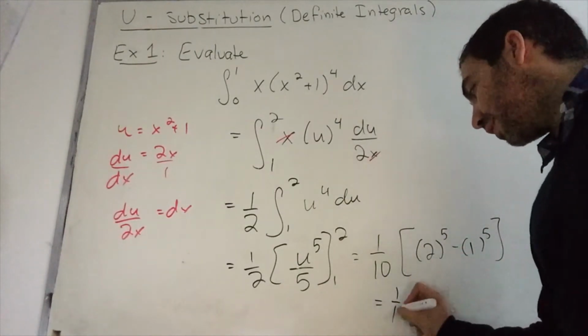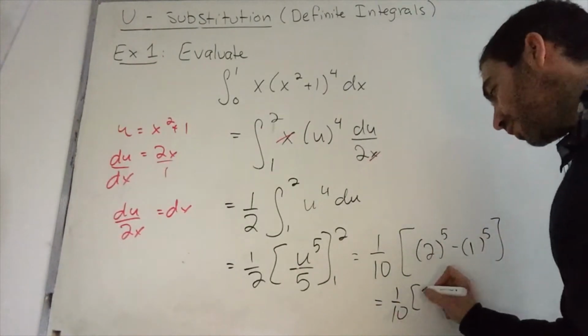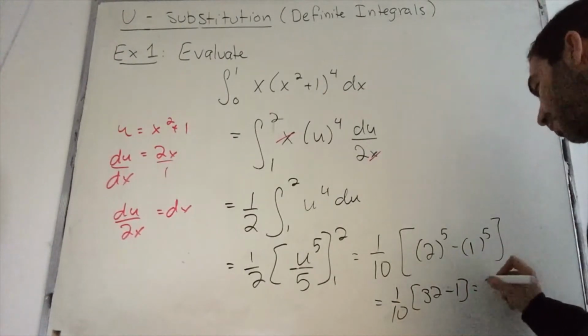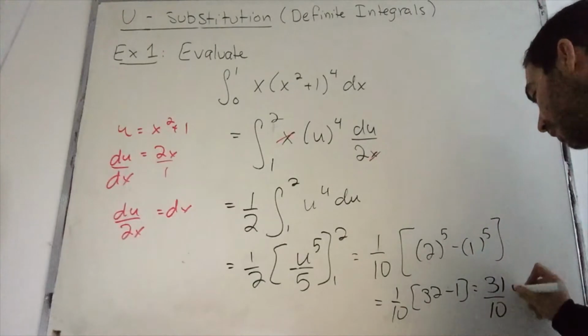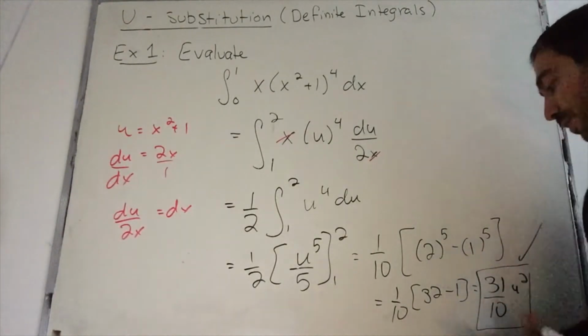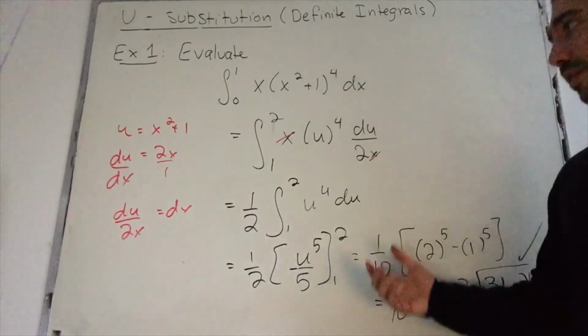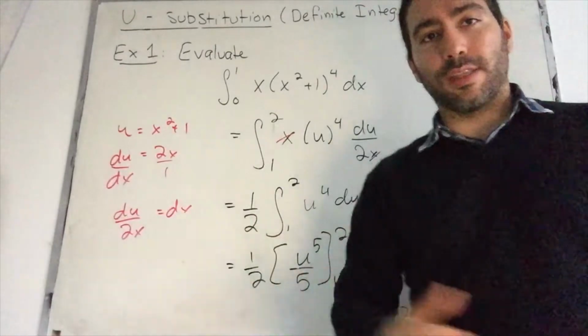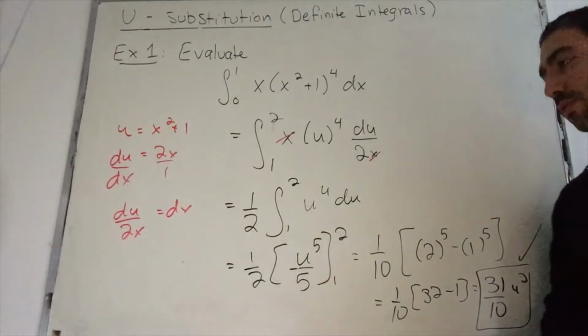This gives us 1 over 10. 2 to the 5 is 32. 1 to the 5 is 1, minus 1. This gives me 31 over 10. And that's the answer. We're talking about area, so it's units squared, and we are done. If you substituted back into x and substituted with 0 and 1, you would get the same result. So you should get 31 over 10.